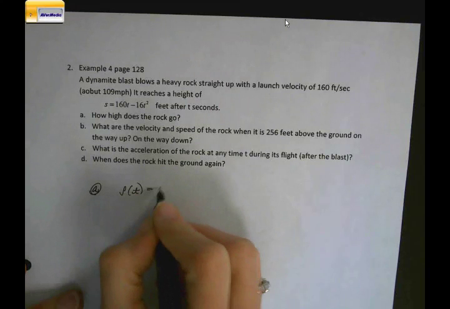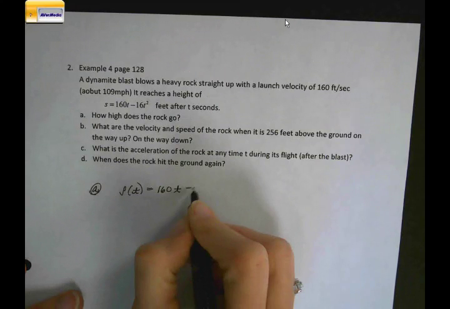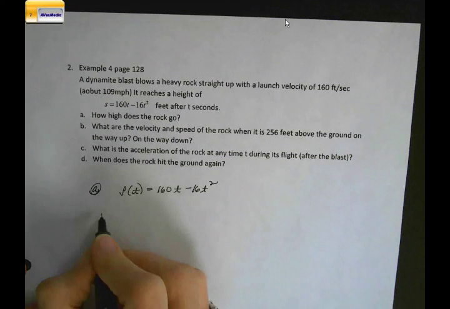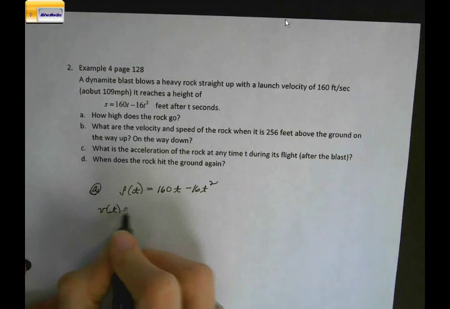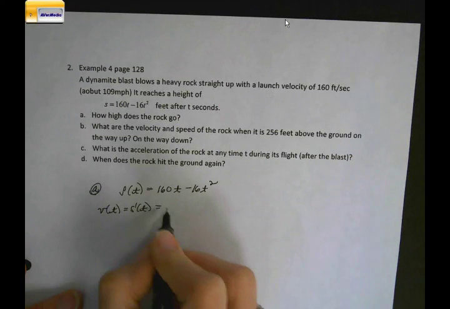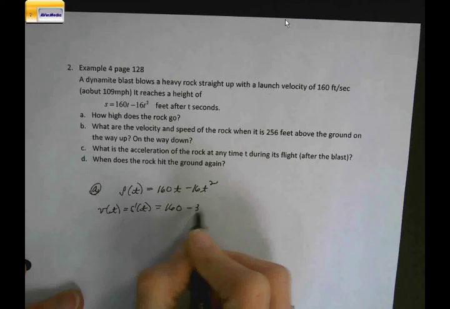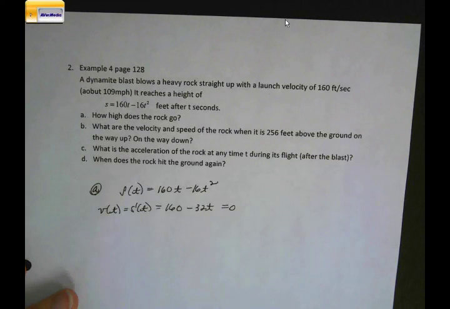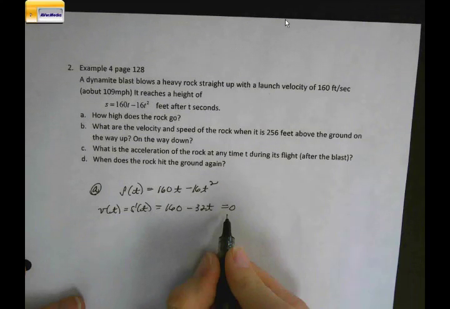So here's your position function, the height of this rock as it's moving very quickly after having been launched by some explosion. And now you're going to come up with your velocity, which is the first derivative of that position, which is 160 minus 32t. Now when that rock reaches its peak location and turns around and starts to fall, that's where this velocity equals 0. So we set this velocity equal to 0 to find the time that the rock was in the air before it stopped and turned around to come back down. So set it equal to 0.